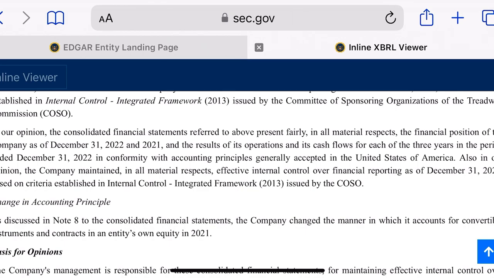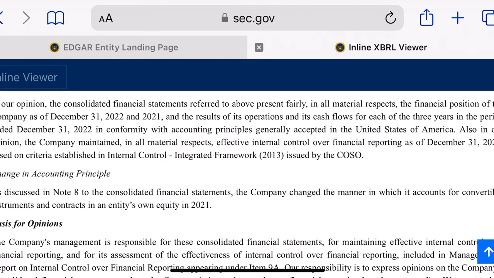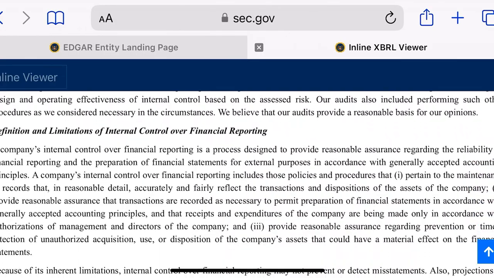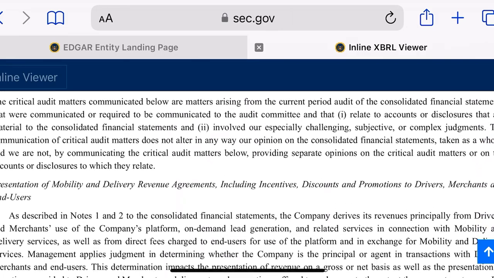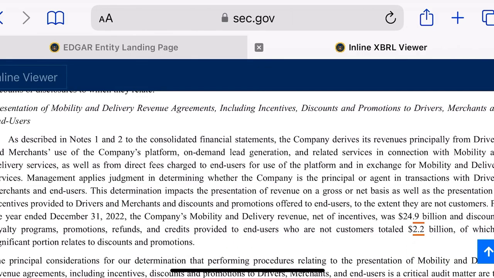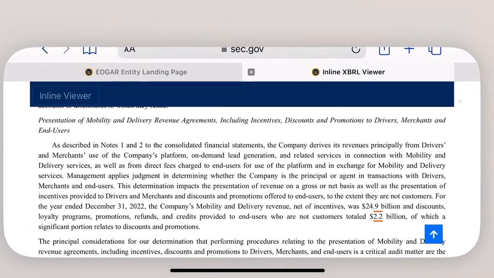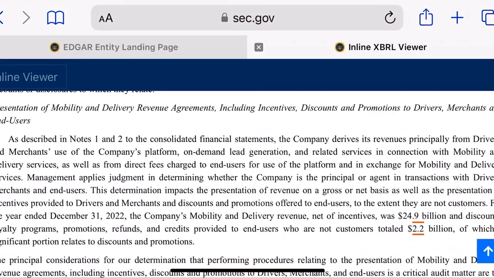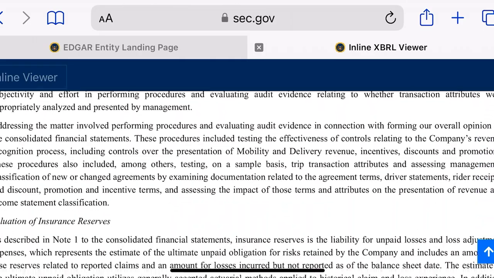Typically, you want to see something along the lines of, there at the first sentence, in our opinion, the consolidated financials referred to above present fairly in all material respects the financial position of the company. So you don't want a qualified opinion where they're like, we believe it's this, but. So they'll give their basis for their opinions, how they did it, definitions, and then critical audit matters is something I try to read very carefully. And so here it's presentation of mobility and delivery revenue agreements, including incentives, discounts, and promotions to drivers, merchants, and end users. So I would want to read through that and see what that means.